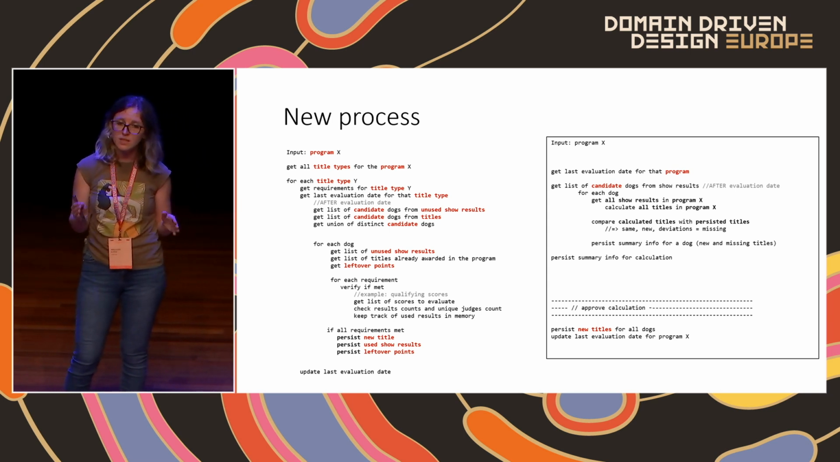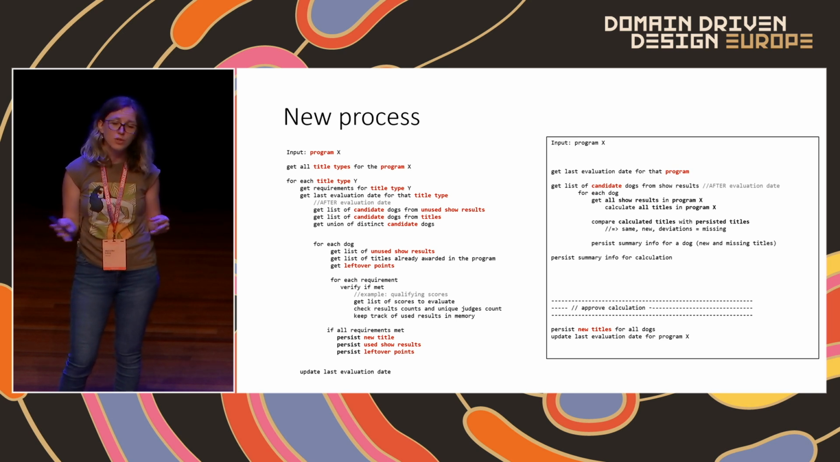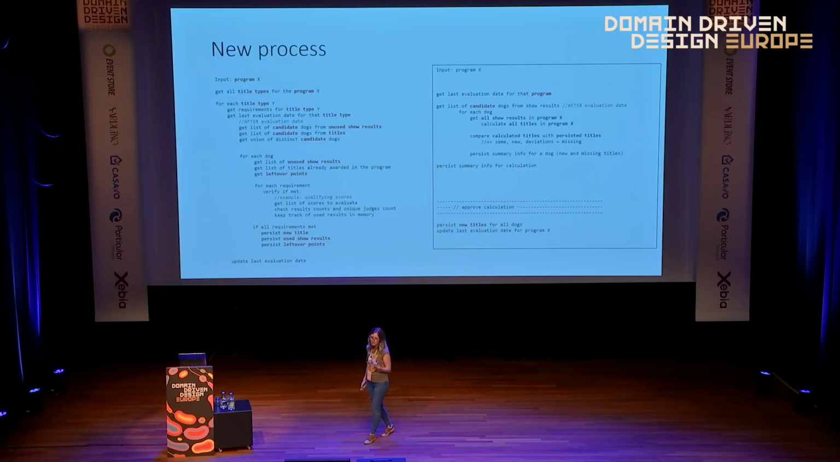So the same existed in both places, so we would ignore that. It would just confirm that, yes, our implementation was the same as previously, giving us the same results. The new ones would be persisted as that summary information. And the missing titles were the most interesting category, because those were titles that existed in the database, but we didn't calculate them, right? So there was something off, and that required some digging to determine what was the source of that difference. And then we would just persist summary information on a dog level and overall calculation.